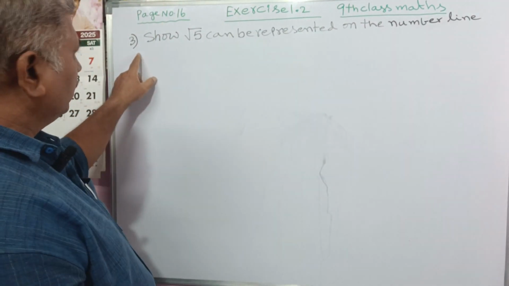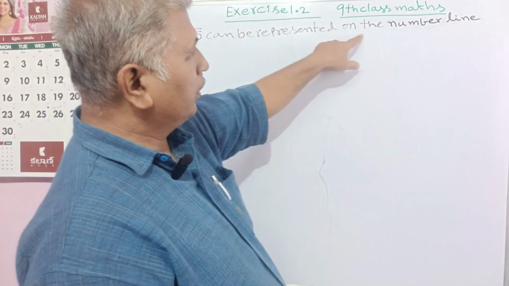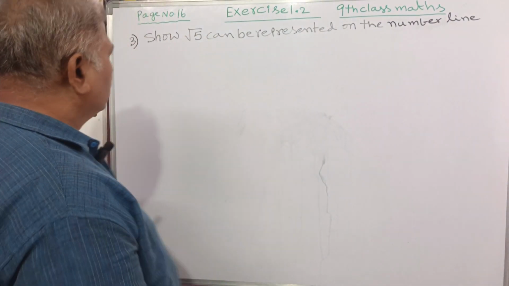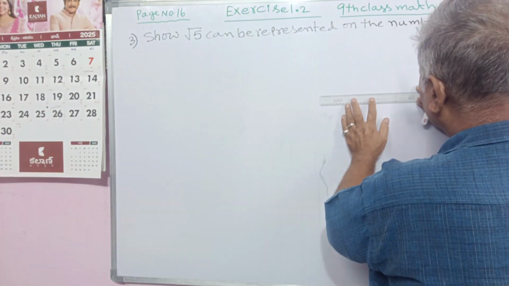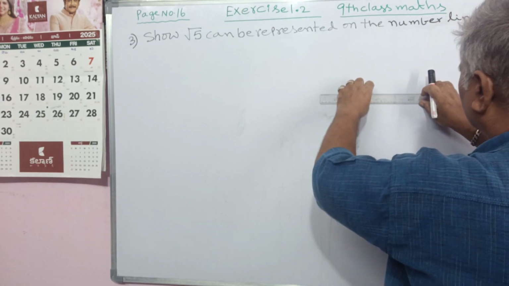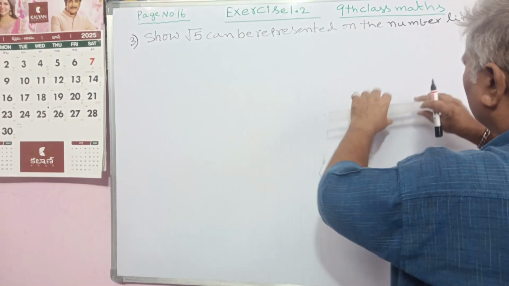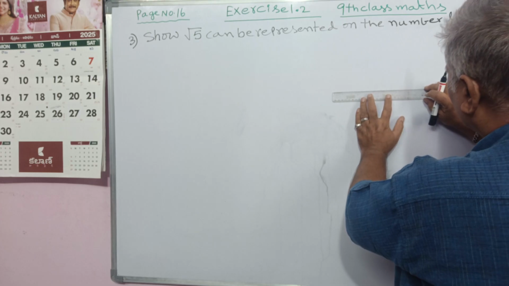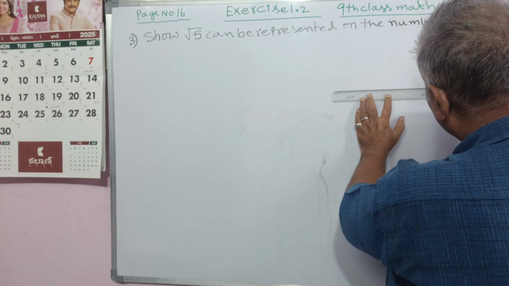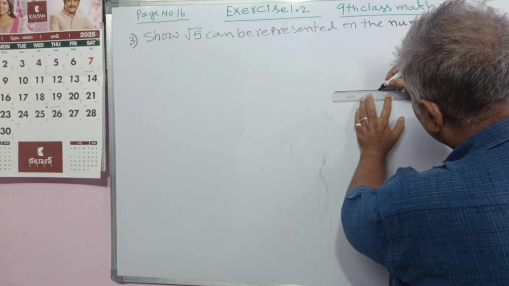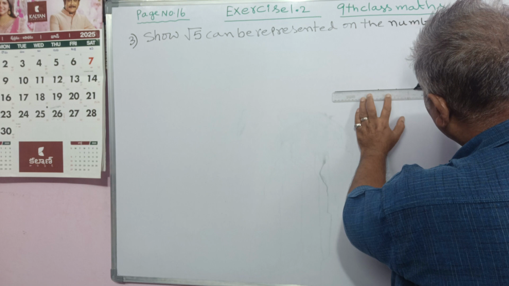Now come to the third question. Show that root 5 can be represented on the number line. Take the number line. This is 0, this is 1, and this is 2.